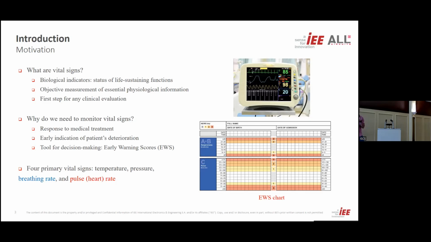In these charts you provide a lot of vital signs, and then you can calculate a score that indicates how often you should come back to your patient, or if the patient is deteriorating faster or not. There are four primary vital signs, and during this talk, I will focus on the breathing rate and the heart rate.